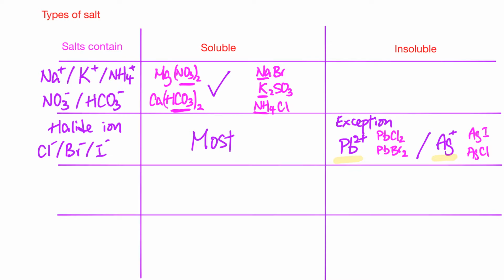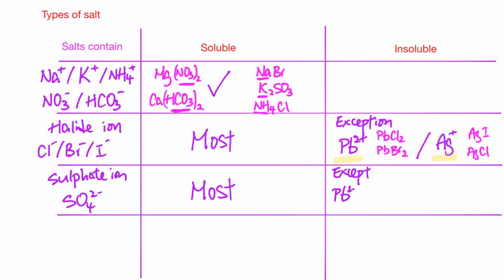The other one that we're going to go through will be the sulphate ion, SO4 2-. Most of them should be soluble, except when they come across, again, Pb2+, Ba2+, and also Ca2+. Ba2+ and Ca2+, actually both of them are coming from group 2 elements. Hope that this can help you remember more easily.